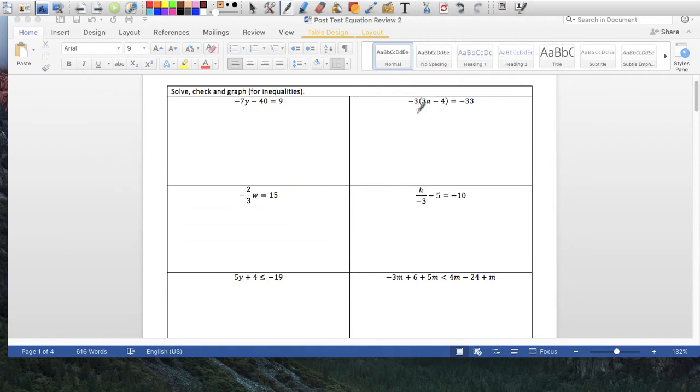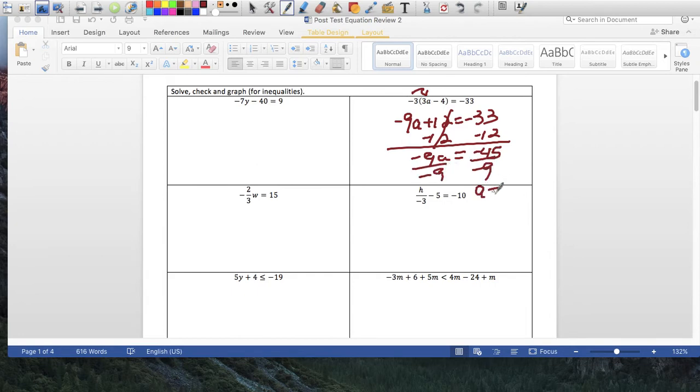I need to do a distributive property here, so I'm going to do -9a plus 12 equals -33. Without doing the story this time, I'm going to do -12 over here, -12. And I'm going to get that this is 0. This is going to be -45. -9a divided by -9, divided by -9, and I'm going to get that a equals positive 5, right? Negative divided by negative is a positive.